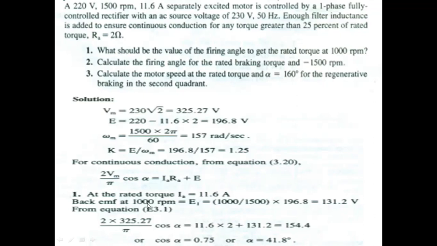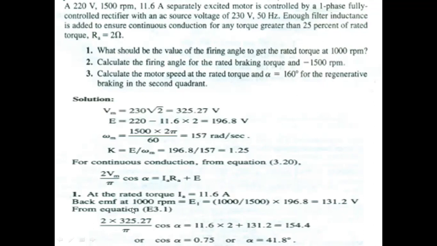And the back EMF we have to calculate at 1000 RPM. So E1 is equal to N2 by N1 into E, where N2 is 1000 RPM and N1 is 1500 RPM, and E is 196.8. That is the new voltage E1 at rated torque and 1000 RPM. So this gives E1 is equal to 131.2 volts.